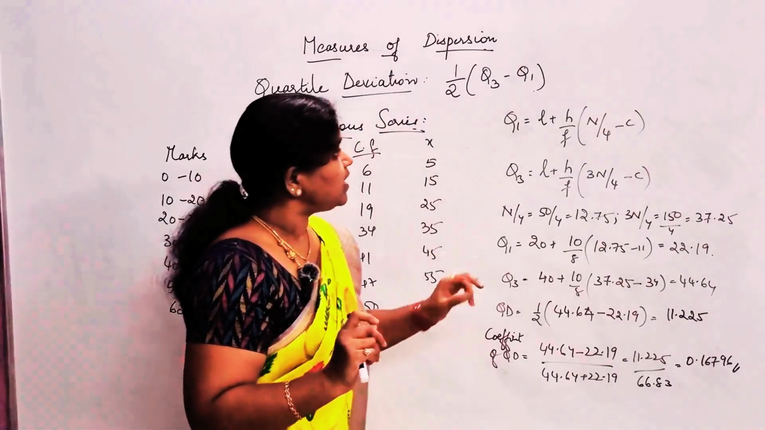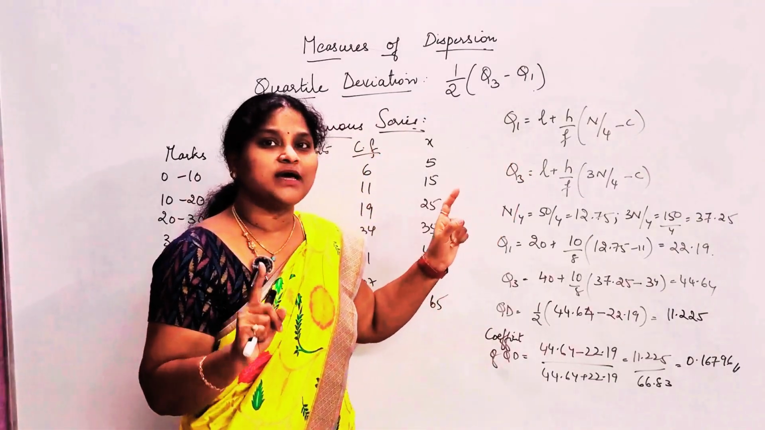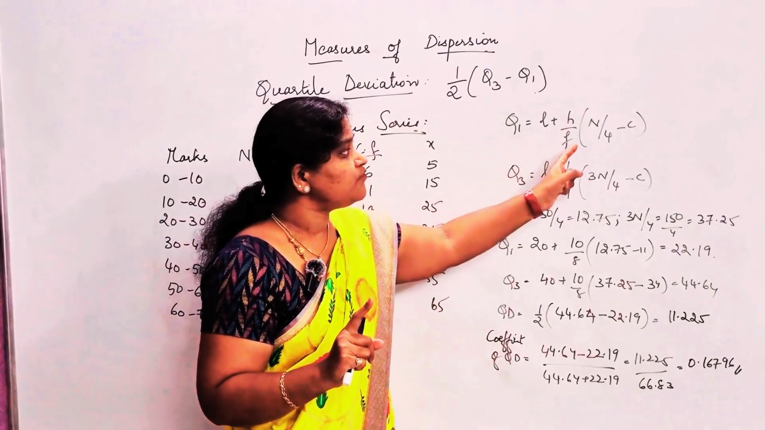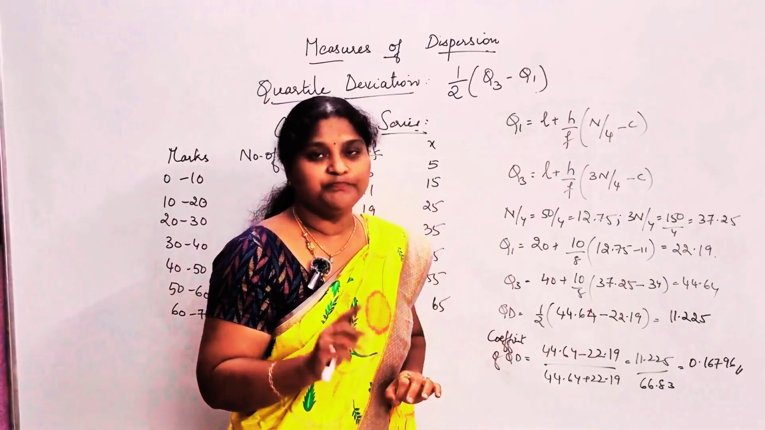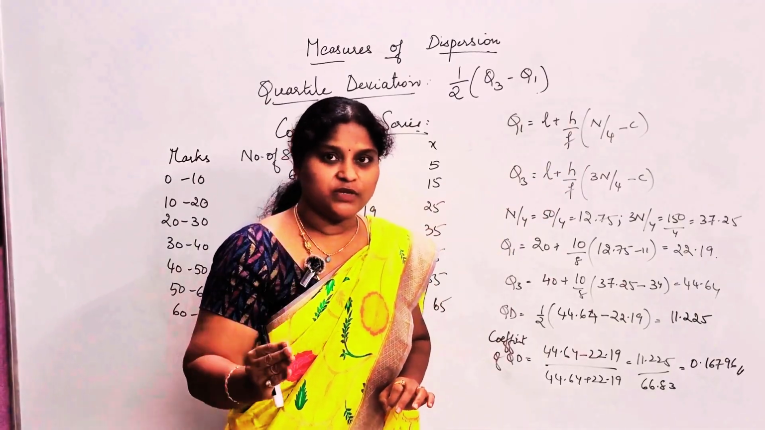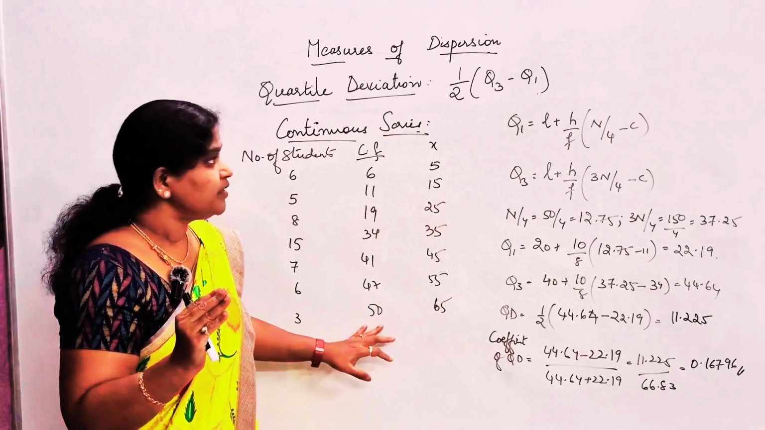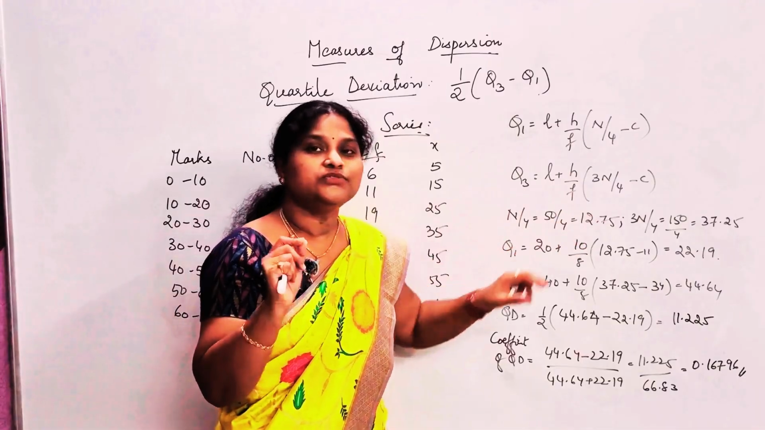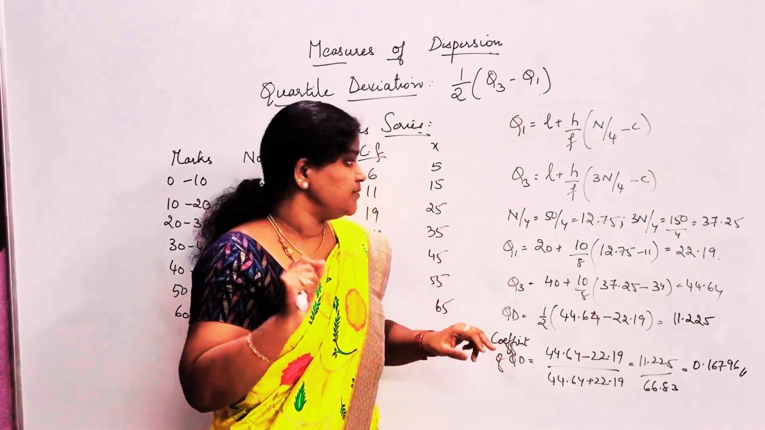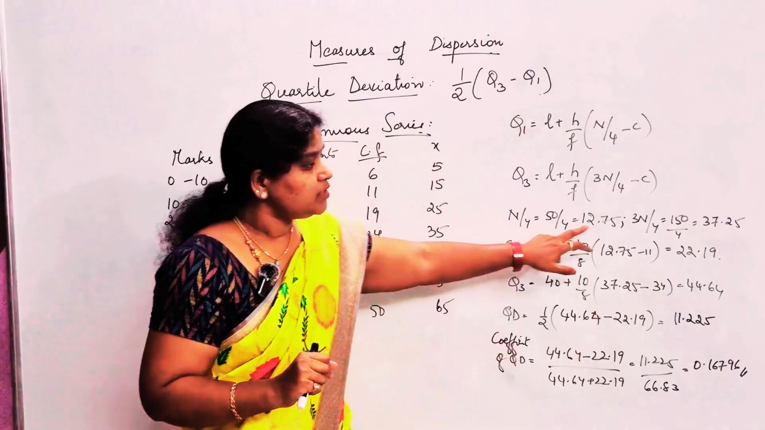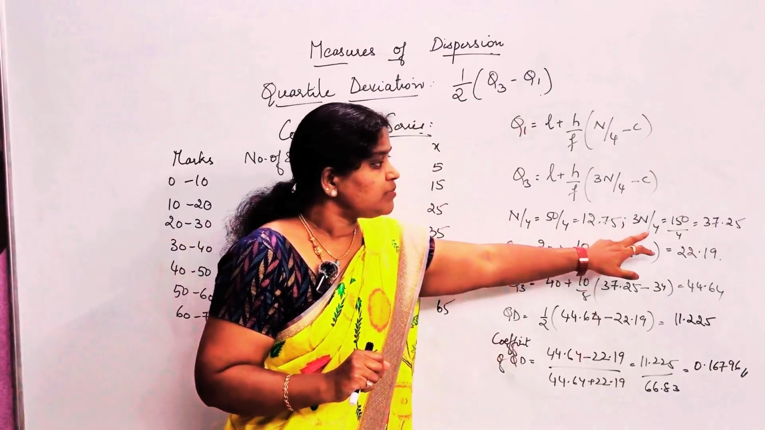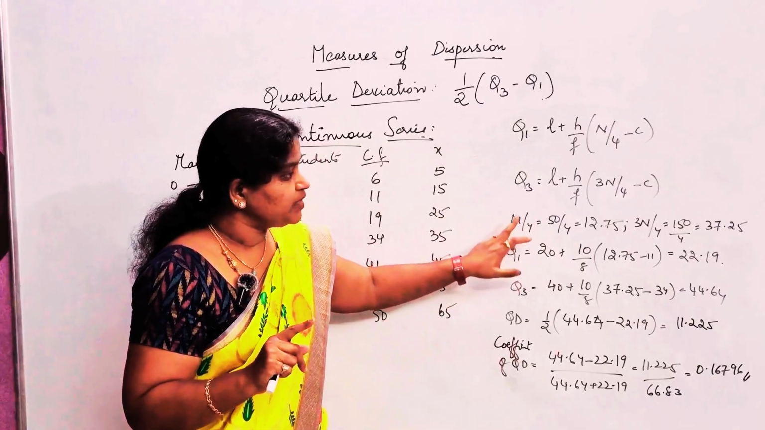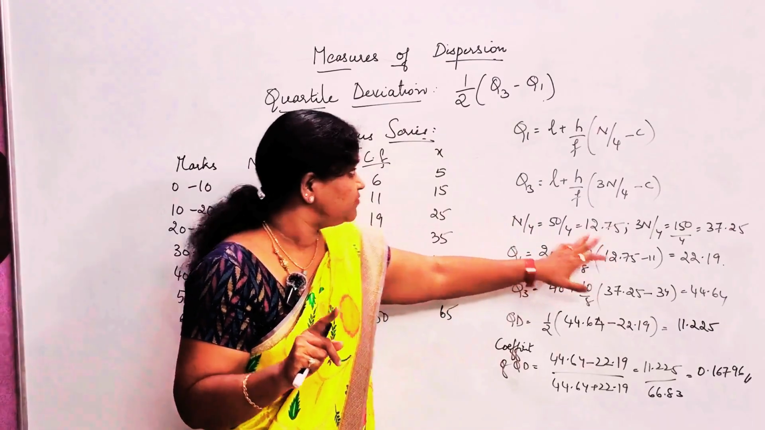Now we need to observe that the formula for the first quartile will be Q1 = L plus H by F into (N by 4 minus C). N is the total of the given frequencies, that is 50 as we know, and Q3 is equal to L plus H by F into (3N by 4 minus C). Now N by 4 will be 12.75, 3N by 4 will be 37.25. See the value N by 4, N by 4 is 12.75.